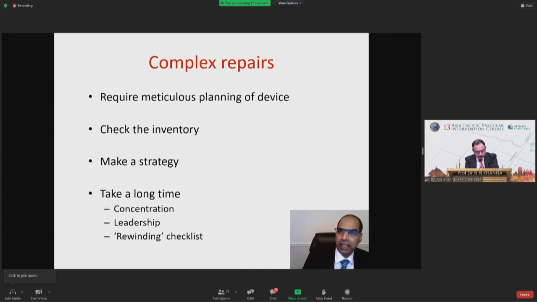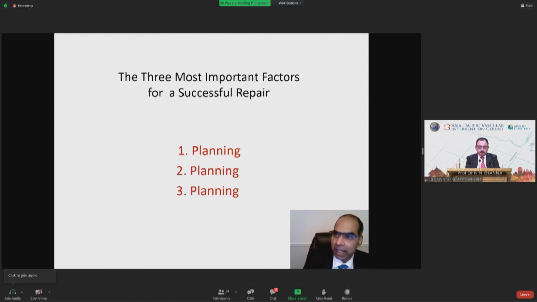Leadership is important. It is important that the person leading the operation knows exactly the steps and the sequence and is able to lead the team through. And after every procedure is completed, it is a good idea to have a rewinding checklist just to make sure if there are any lessons that could be learned so that the next operation could be done safer and better. Just as I mentioned earlier on, the most important factors for successful complex aneurysm repair really is all about planning. Thank you very much for your attention.